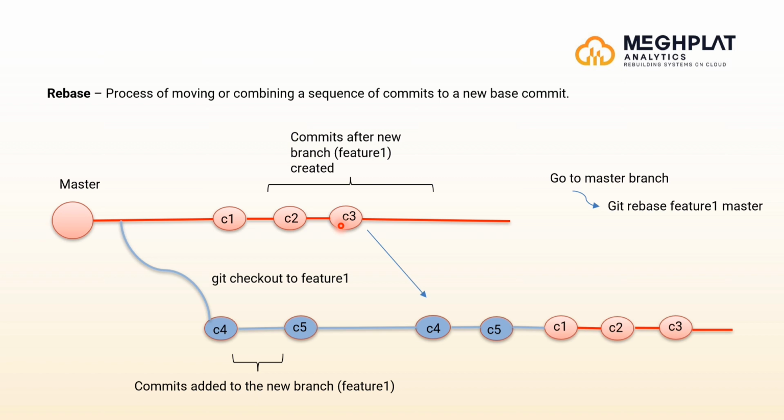What I can do is go to the master branch. I can switch to the master branch, then I can give the command git rebase, and then the from branch, then the to branch. Here, from the feature one branch, I want to merge into the master branch. In this case, what will happen is after this rebase, it will get all the commits like C4, C5 from the feature branch into this master branch. You can see here all the commits are here once after the rebase.